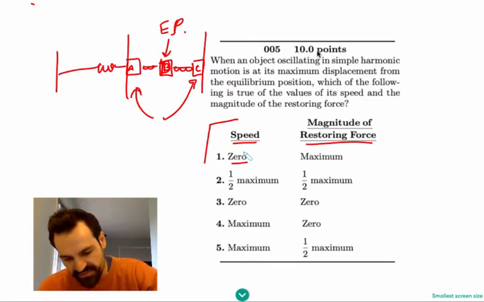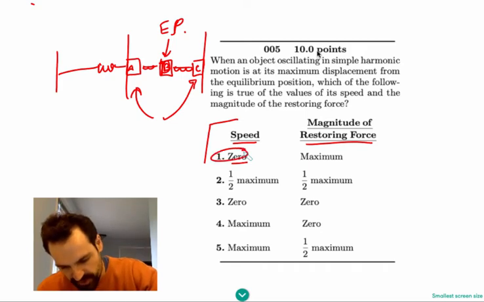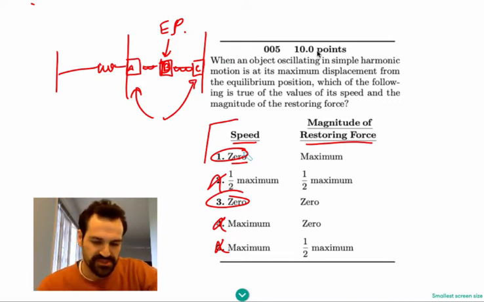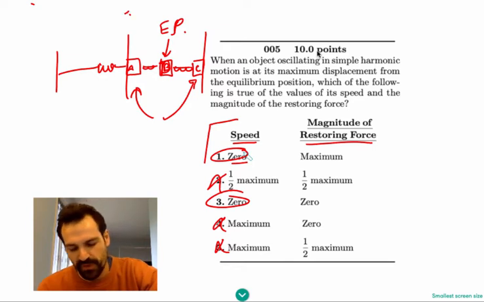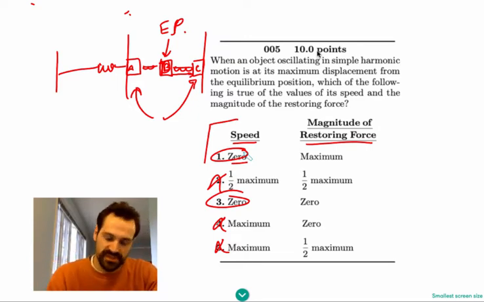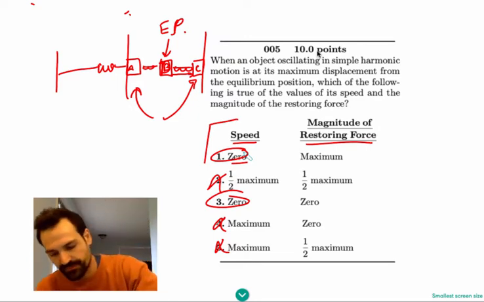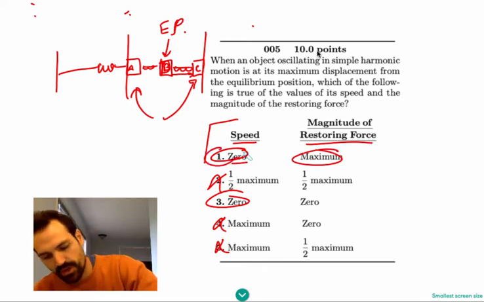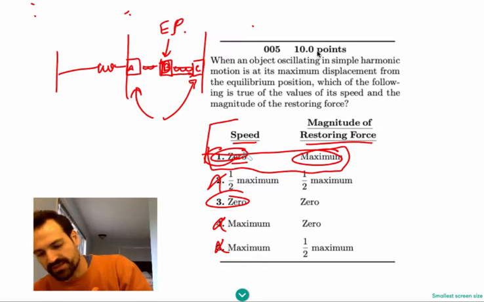Well, at A and C, the speed is 0. So right there, we've knocked it down to answers 1 or 3. And the restoring force is at a maximum at positions A and C, because the restoring force is caused by the spring. So when it's max stretched at C, as it gets closer to C, it gets stronger. And as it gets closer to A, it's stronger. So it has to be a maximum. So your answer choice is 1. 0 speed, but max restoring force.